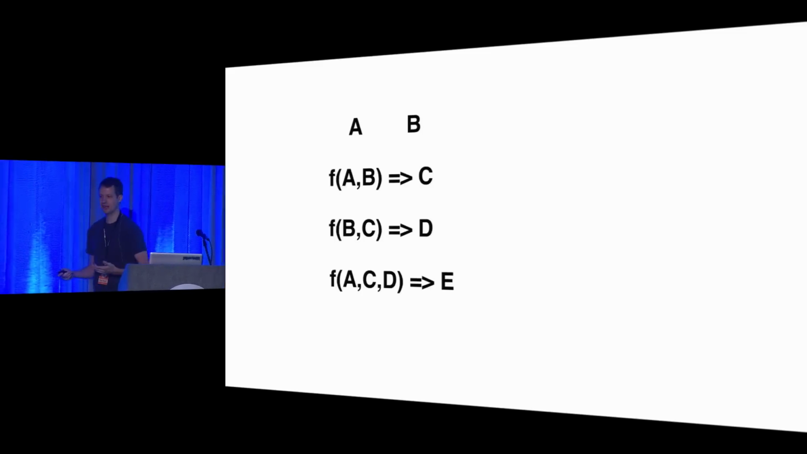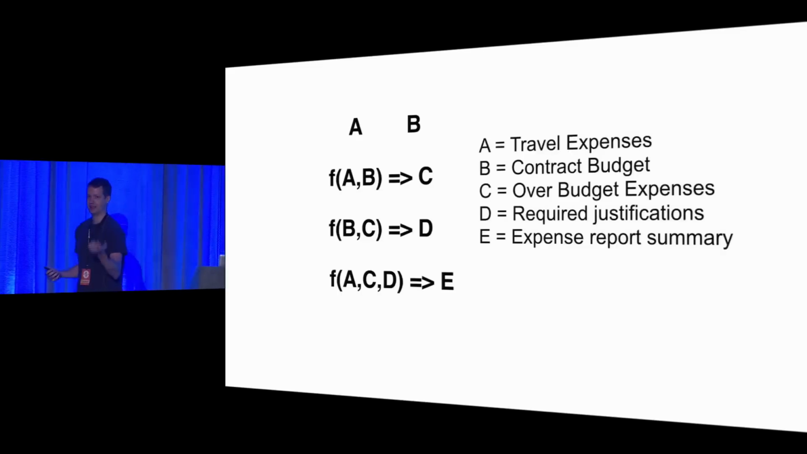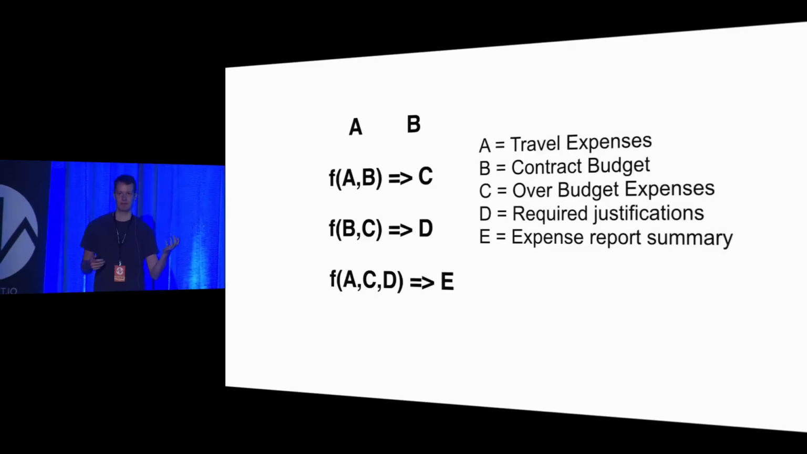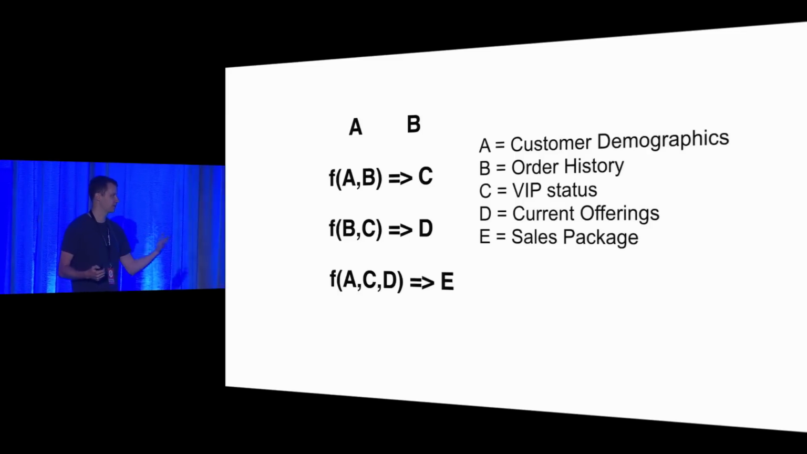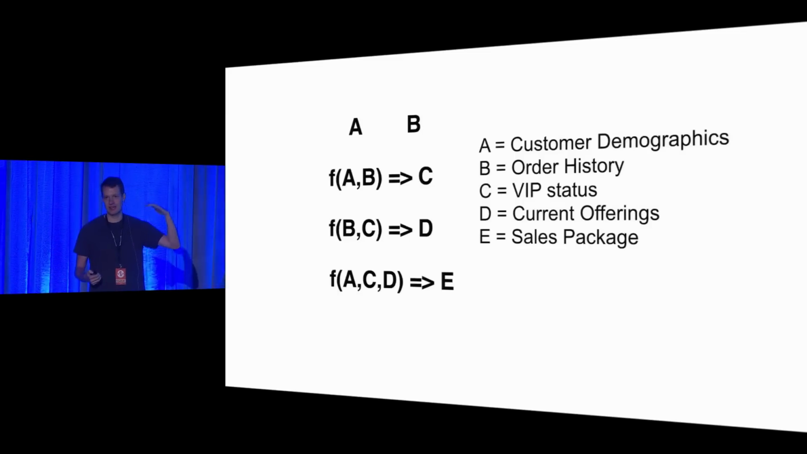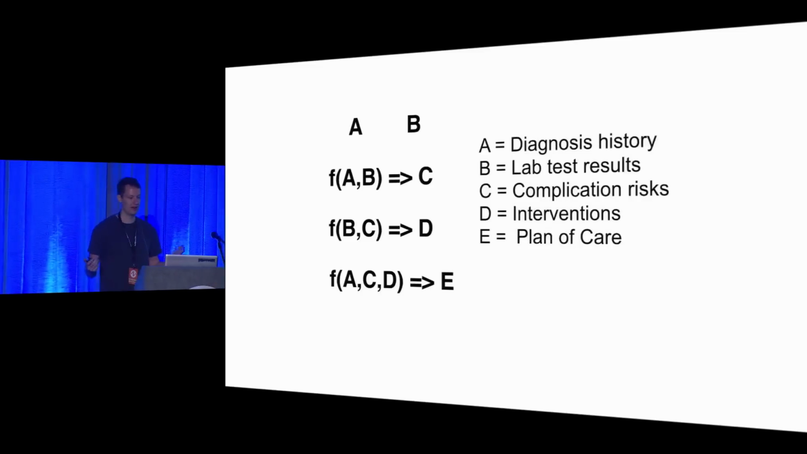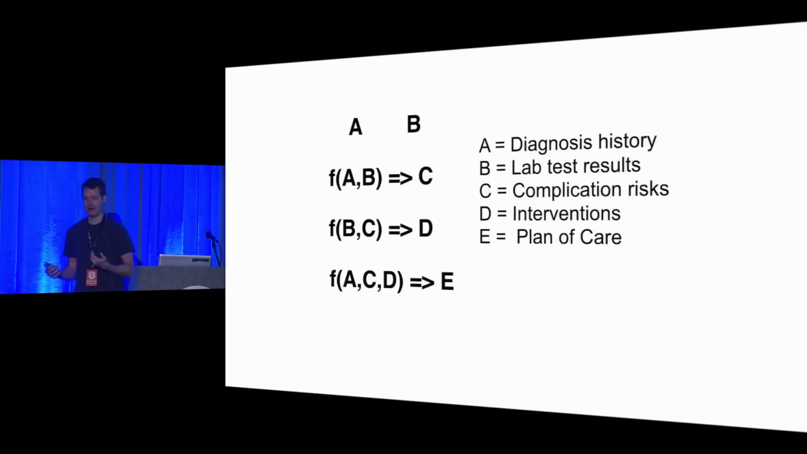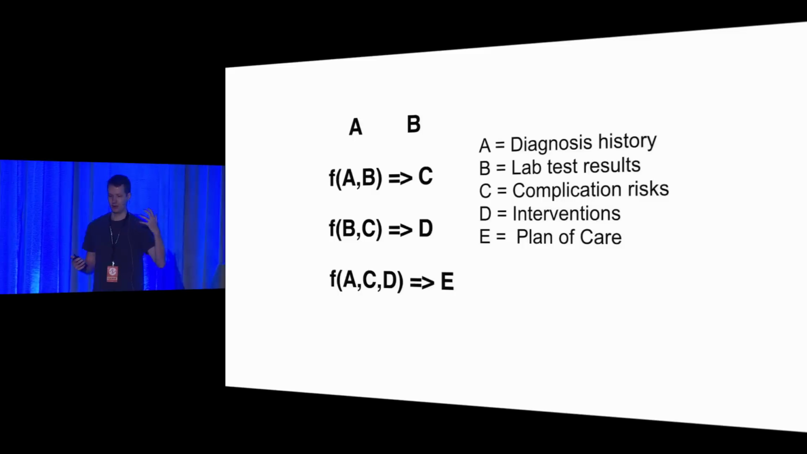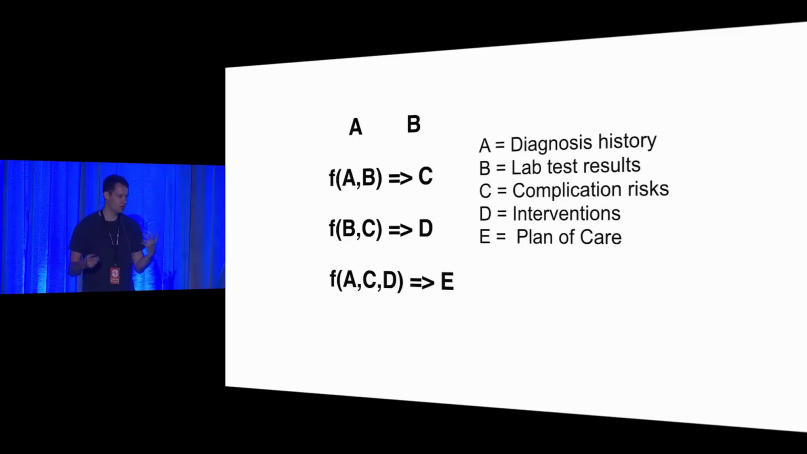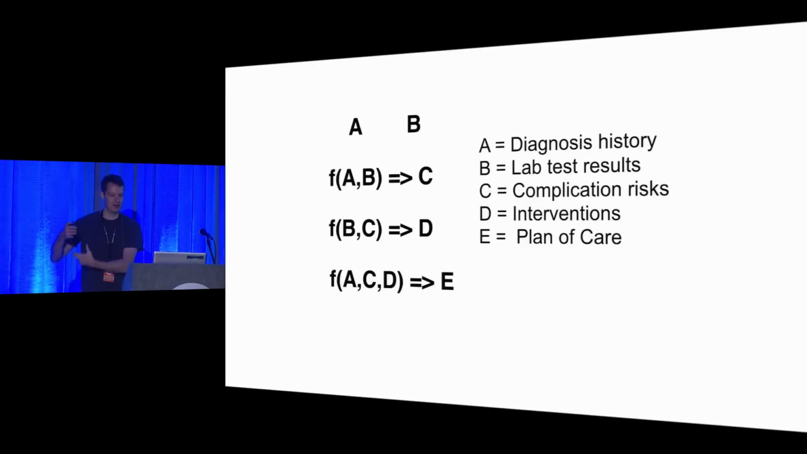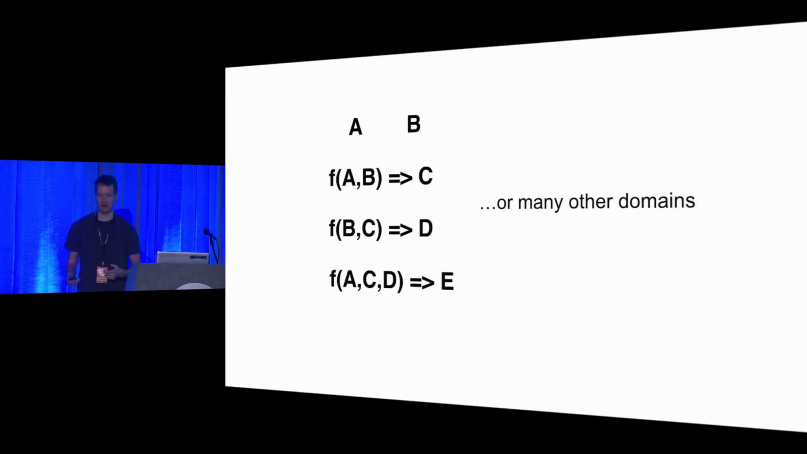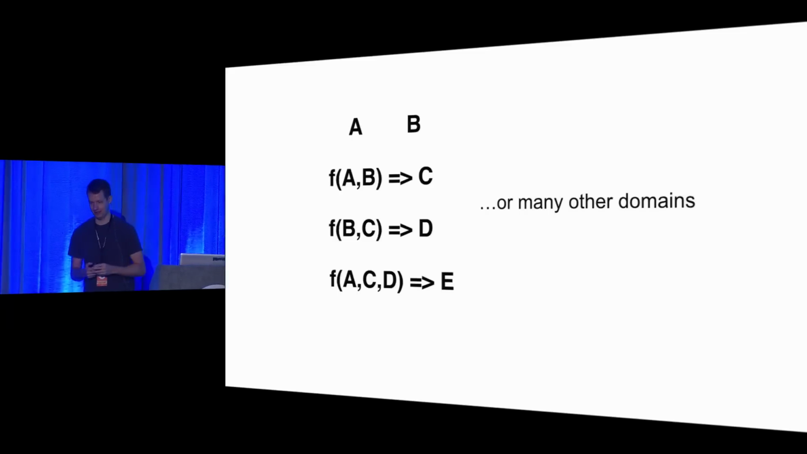And this applies to a lot of industries. It could be, say, travel expenses, getting an expense report for billing a client. It could be some sort of demographics: let's put together our order history and demographics, and what kind of sales package should we put together? Could be in the healthcare space, where we have our diagnosis and our history, and we're trying to create a plan of care. And this sort of pattern of taking these inputs and composing them together to create a new unit of knowledge really applies pretty broadly in a lot of spaces.